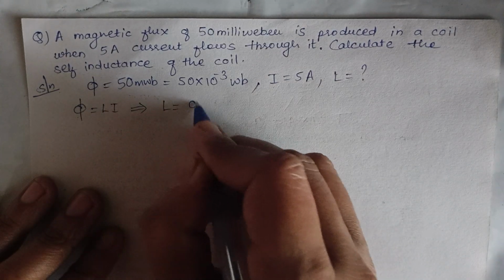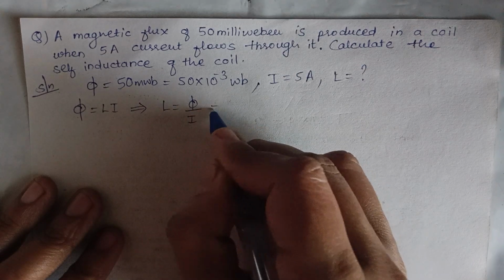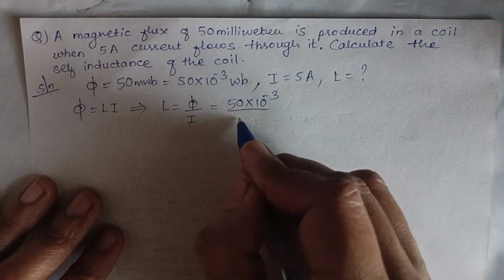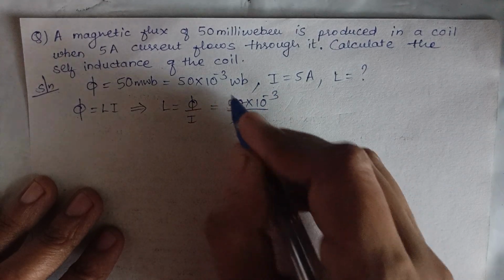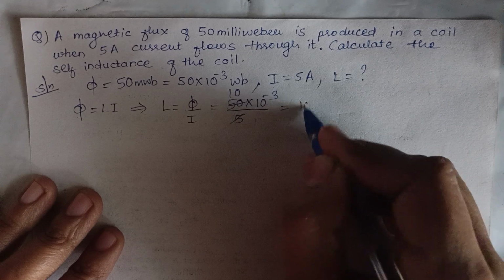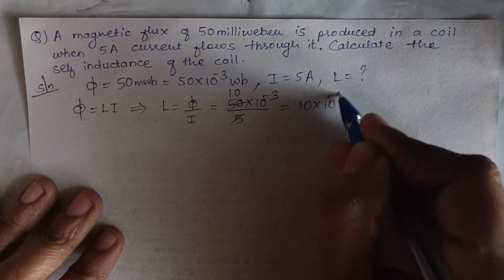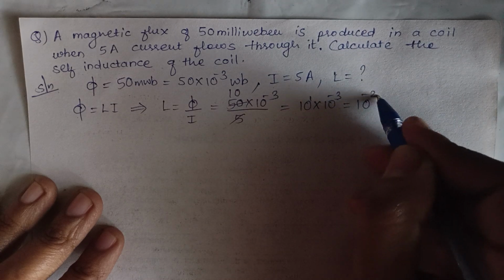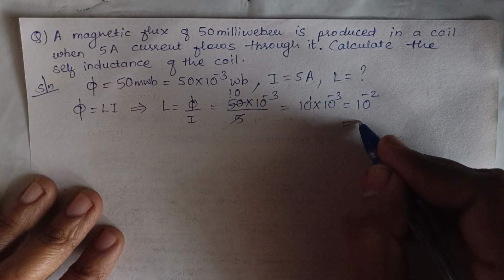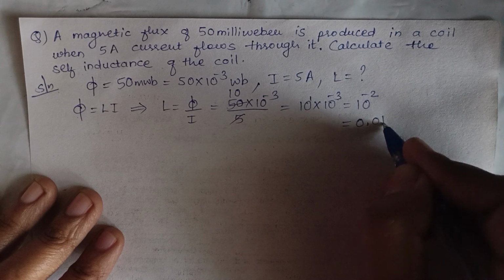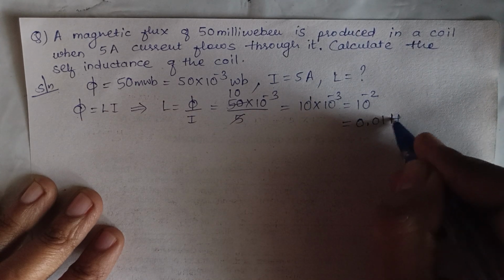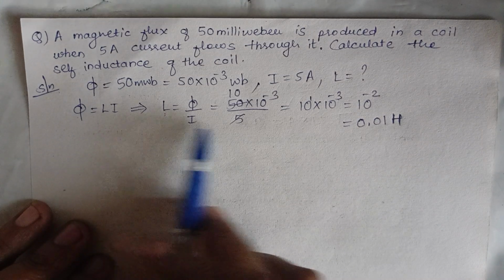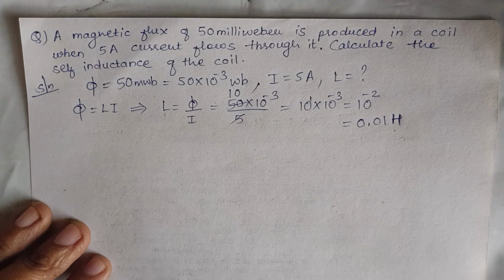So we can write it as 50 into 10 raised to minus 3 Weber. Current is given 5 amp. We have to calculate L, that is self-inductance. So phi is equal to Li, right? So L is phi upon I, 50 into 10 raised to minus 3 upon 5. That is 10 into 10 raised to minus 3, so this is 10 raised to minus 2. So we'll get here 0.01 Henry. This is self-inductance, so unit is Henry.